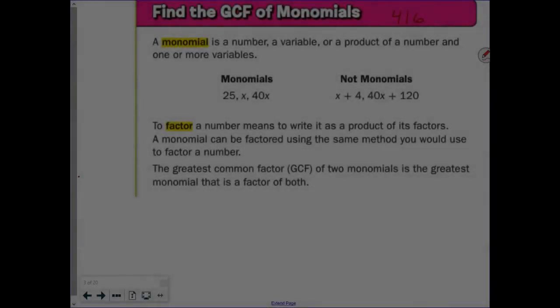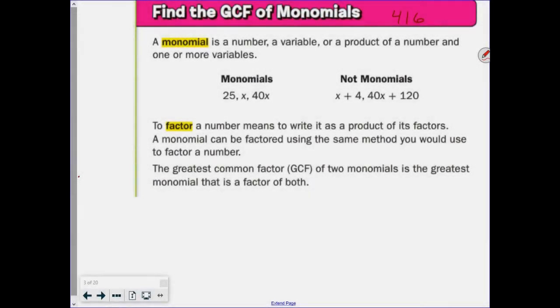Okay, today we will be looking at the final lesson in Chapter 5, Lesson 8, which is on factoring algebraic expressions.